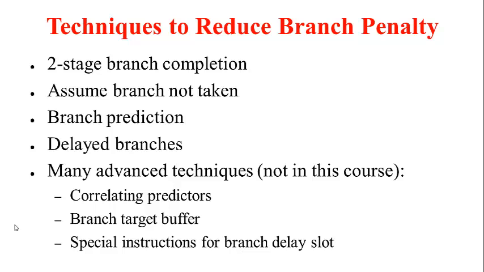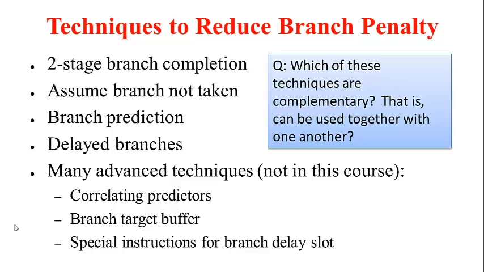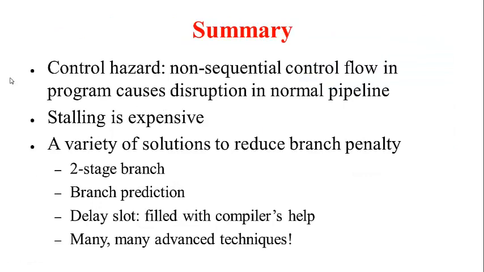As I said, all of these ideas are subtle and have subtle implications and subtle interactions. Make sure you understand all of these properly before moving forward. The question for you is to determine which of these techniques which we have discussed are complementary to one another. That is, they can be used together with one another to achieve better effect. So in summary, control hazard, simple definition: pipeline doesn't like non-sequential control flow. However, dealing with control hazards is very difficult. Stalling is an expensive solution. There are a variety of solutions to reduce the branch penalty, some of which we looked at, and there are many more which we have not looked at.